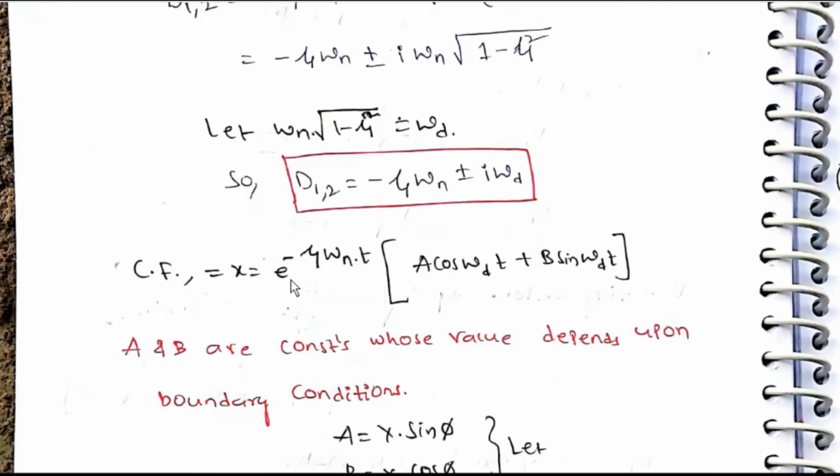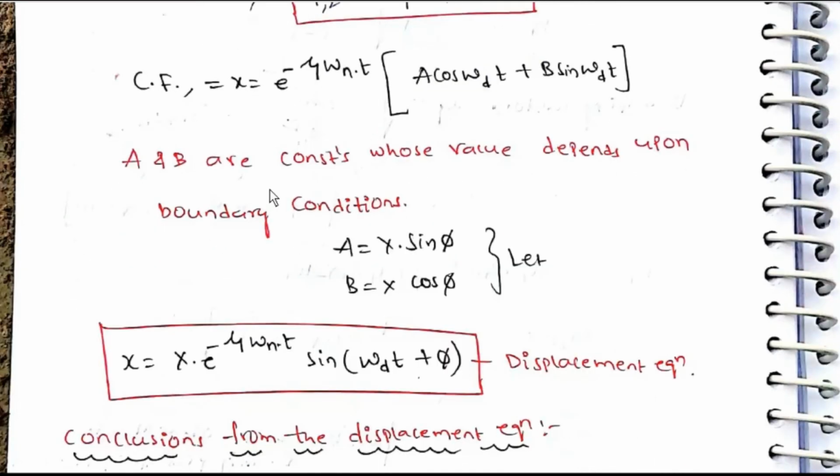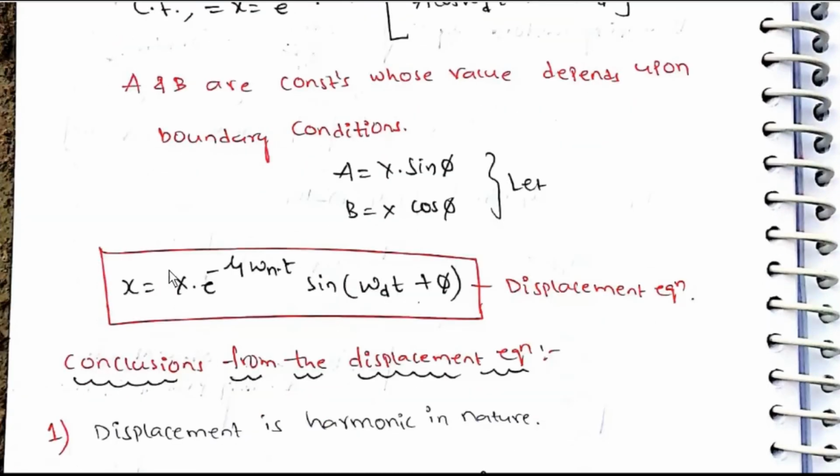The complementary function is x = e^(-ε ωn t) [A cos ωd t + B sin ωd t]. Here A and B are constants whose values depend on the boundary conditions. Let X sin φ = A and X cos φ = B. Then x = X e^(-ε ωn t) sin(ωd t + φ).